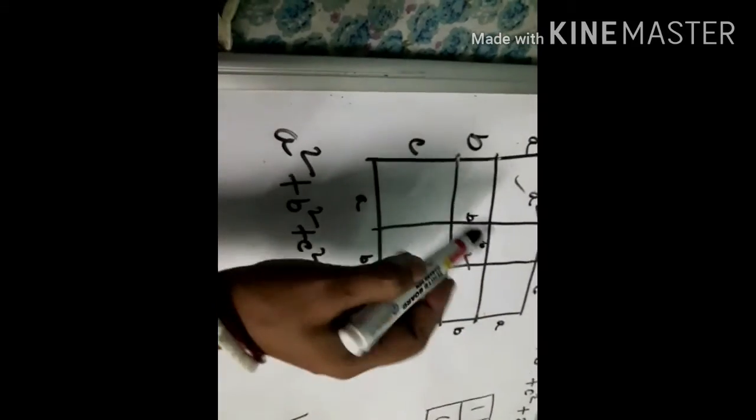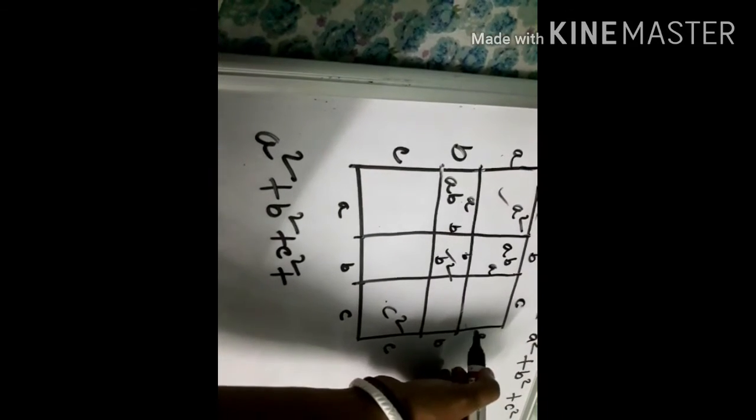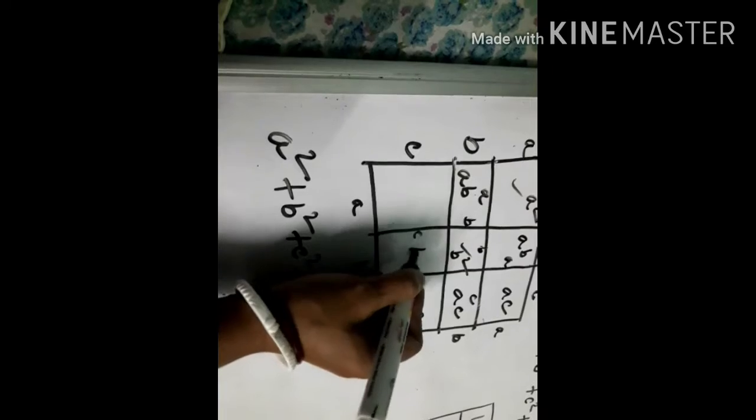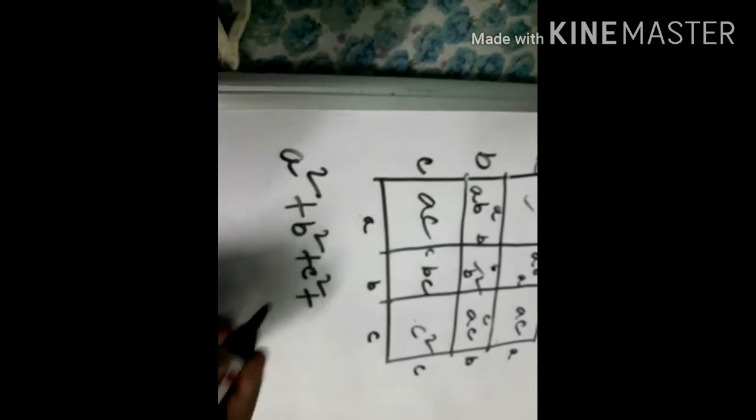Now see, in this rectangle, this side is B and this side is A. So that is AB. This side is B and this side is A. That is also AB. This side is C, this side is A. That is AC. This side is B and this side is C, so BC. This side is A, this side is C. So AC.